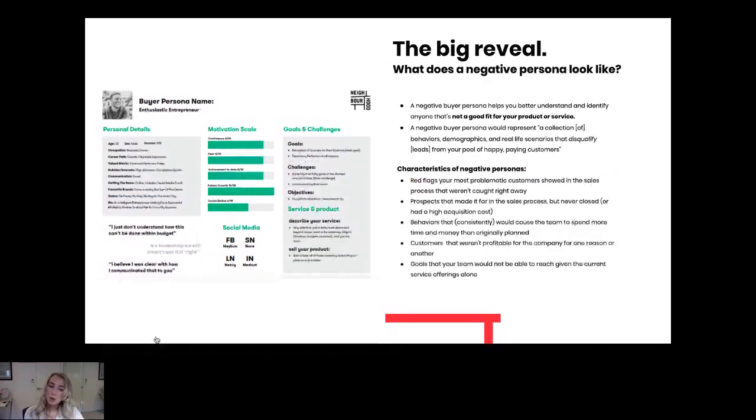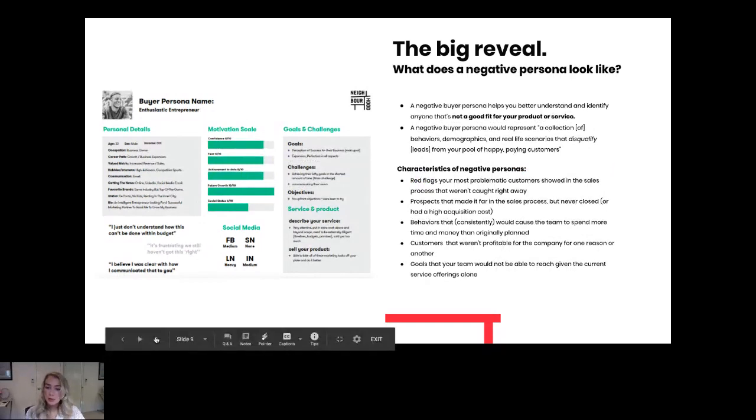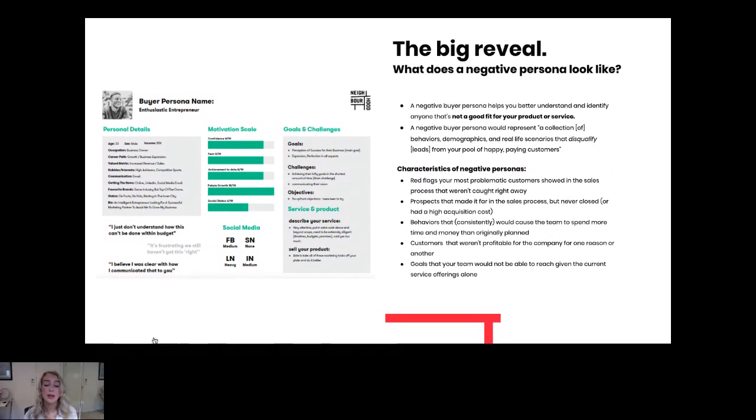So as well as a positive persona, you've also got negative personas. Negative personas allow you to better understand and identify anyone that's not a good fit for your product or service. Like a positive persona outlines who you want to be working with, a negative persona does the opposite. My favorite definition of it is a collection of behaviors, demographics, and real-life scenarios that disqualify leads from your pool of happy paying customers.